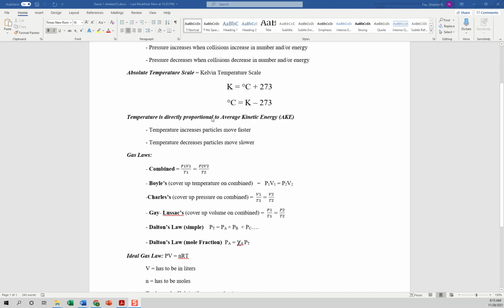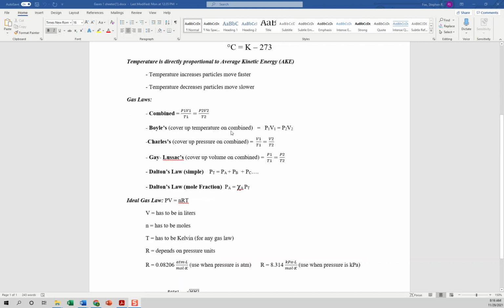You want to think about this. If temperature increases, particles move faster. If temperature decreases, particles move slower. And then if you have 2 different particles at the same temperature, that means same average kinetic energy. And if you have 2 different types of particles at the same temperature, which means same average kinetic energy, the lighter particle is going to be faster and the heavier particle is going to be slower, okay? Remember, we call it the how dare you rule, okay?